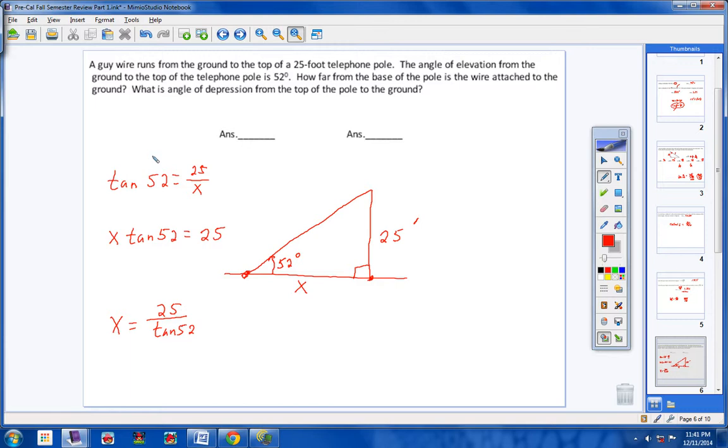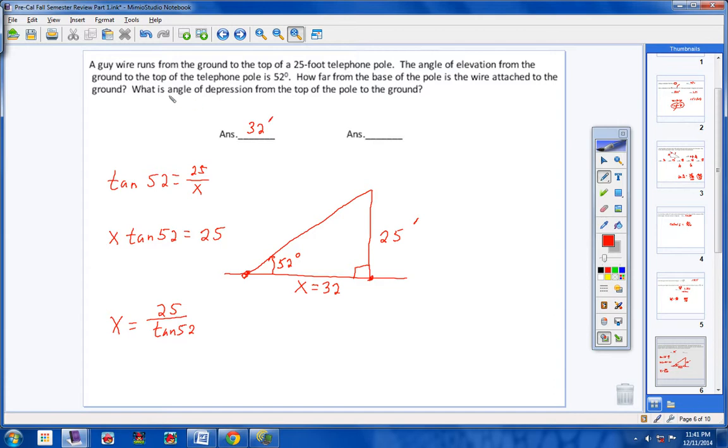Oh, and you know what, students? I'm still in radians, so make sure you don't make the same mistake I did. Okay, I'm in degrees. Let's try this for the third time now. 25 tangent of 52 would be 31.99, or we'll just say 32. So this whole length here is 32 feet.